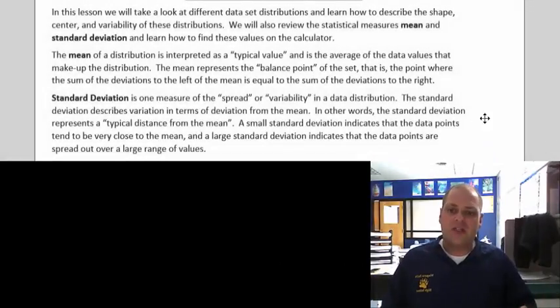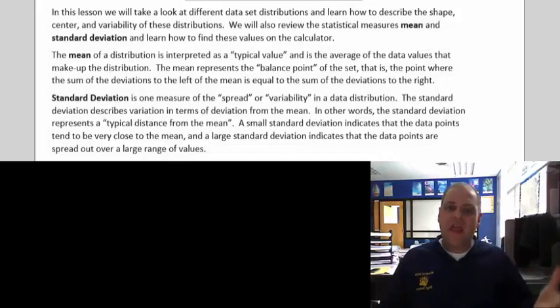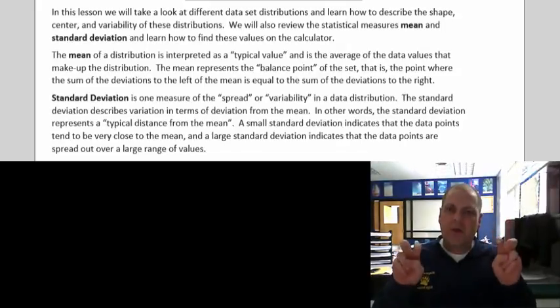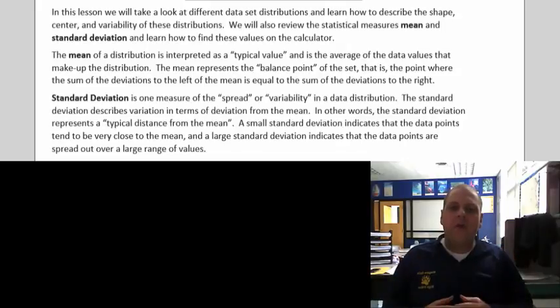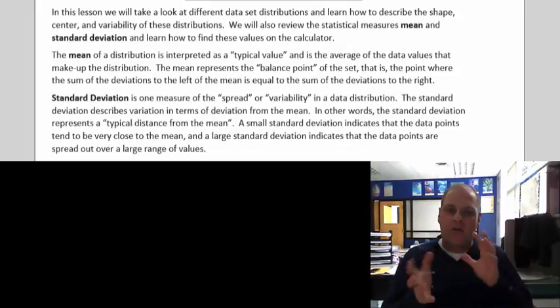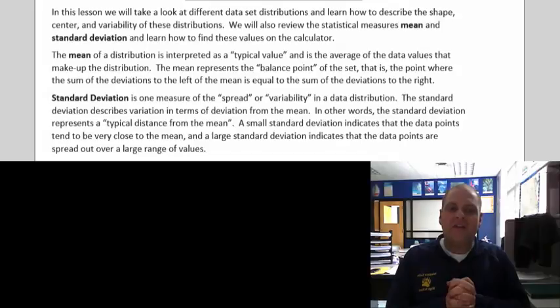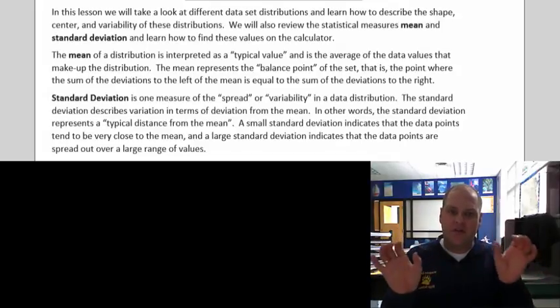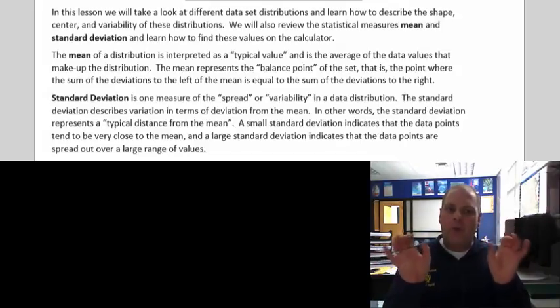So let's see here. We're going to just review a couple definitions: mean and standard deviation. The mean is like the average. It's a typical value of a data set. Think of a typical value, the average, right? It's the balance point of the set. That is the point where the sum of the deviations to the left is equal to the sum of the deviations to the right. So if you add up all the differences to the left and all the differences to the right, that should be equal.